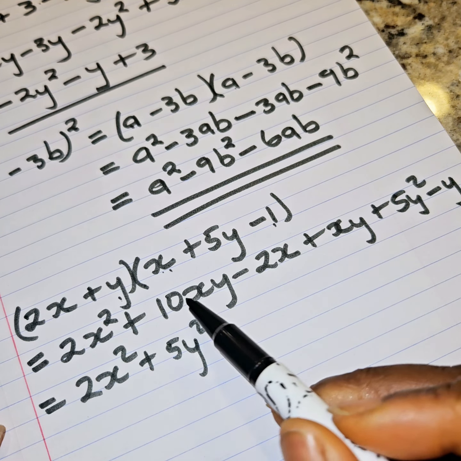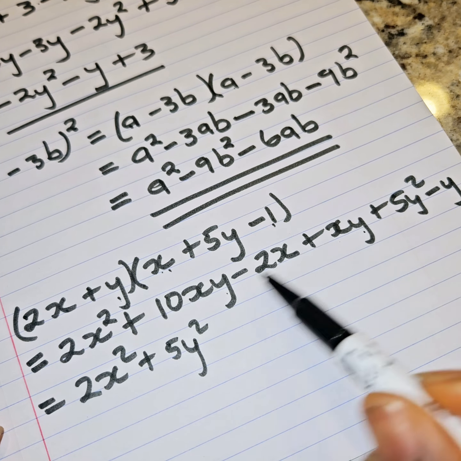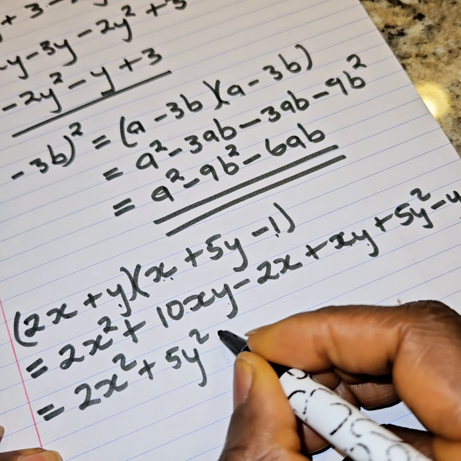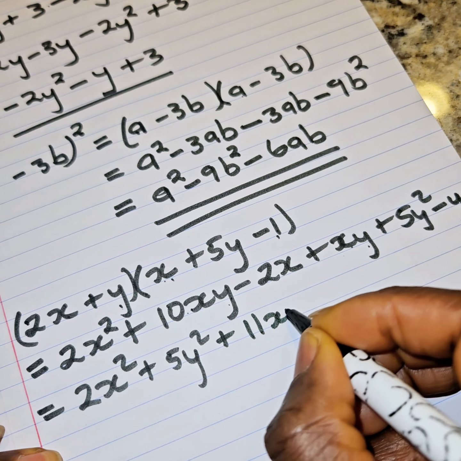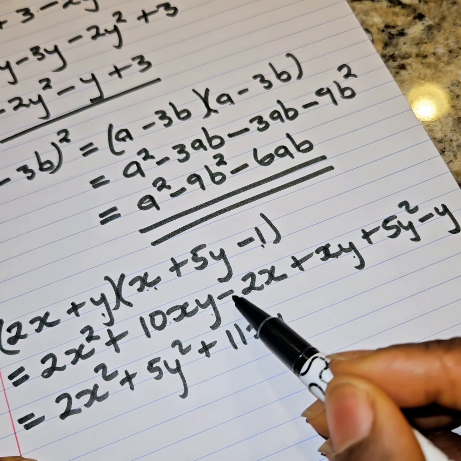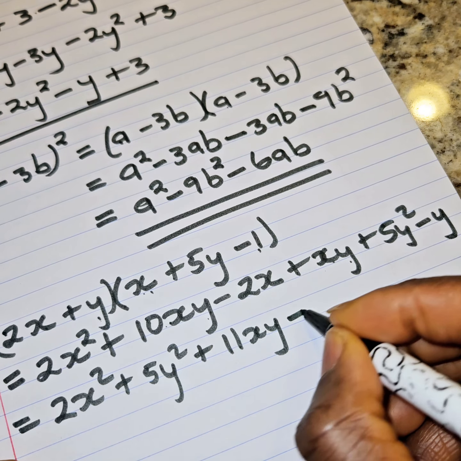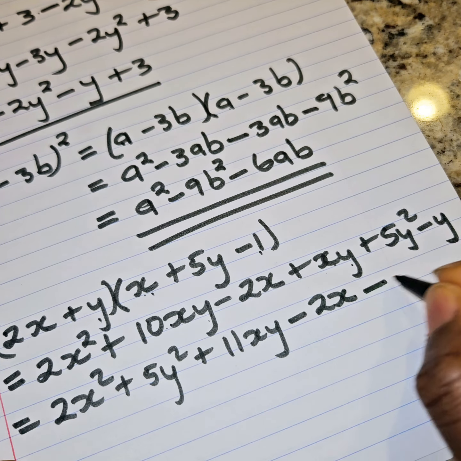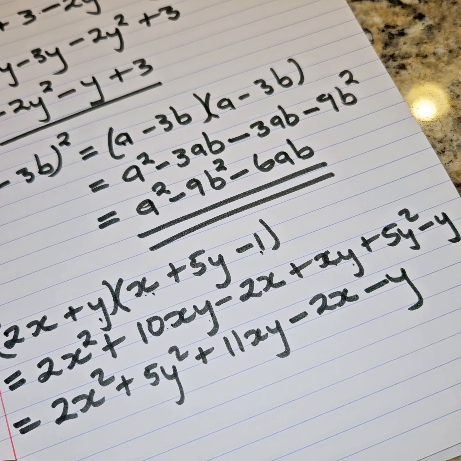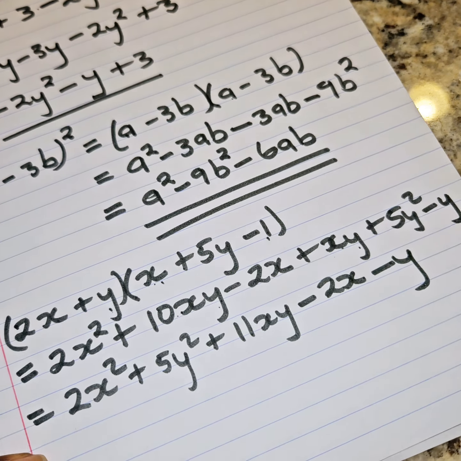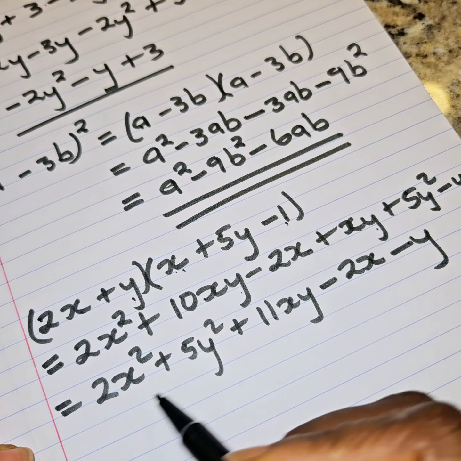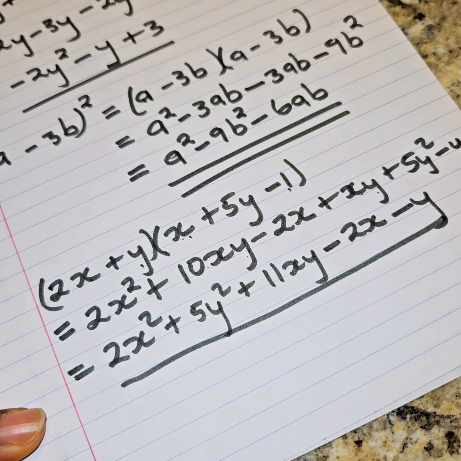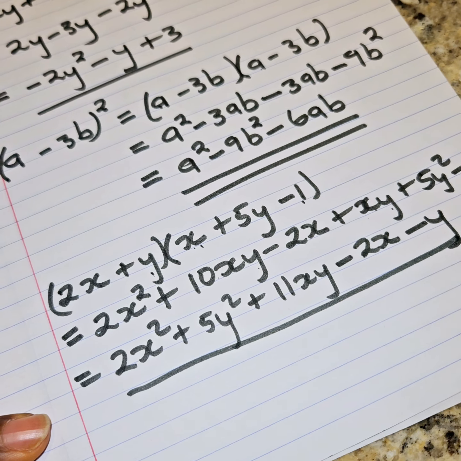The next is I have xy and I have xy here. 10xy plus xy is plus 11xy. Then I have one term in x, which is minus 2x, and I have one term in y, which is minus y. And I think that this is all. This is the end of it. We can't simplify it more. That is the end of that problem.